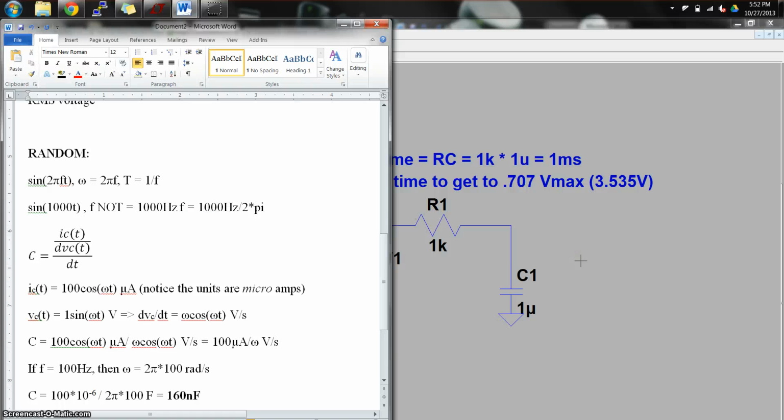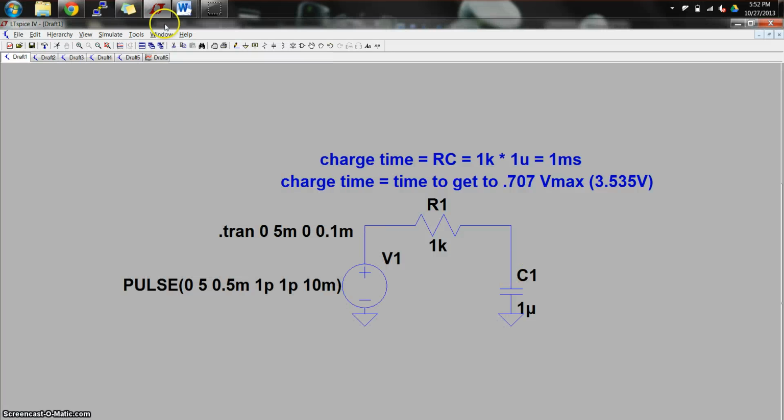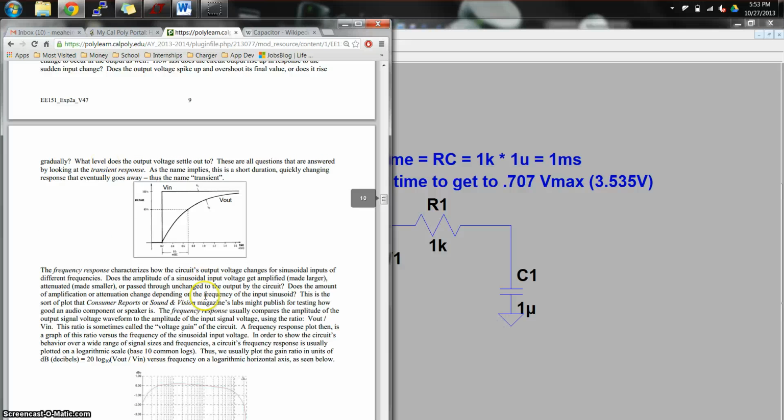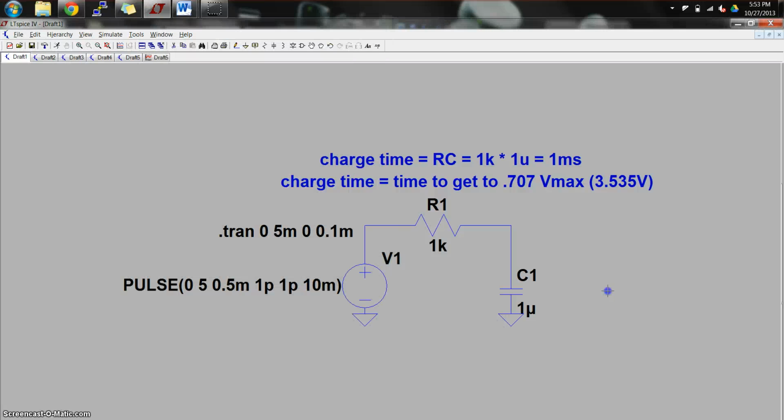Now let's talk about the transient response of a circuit. In the lab manual there is this picture right here, and this is a transient response of a capacitor charging. Here I have a real simple circuit: a resistor, a capacitor, and a voltage source. My resistor is 1 kilo ohm, it doesn't matter a whole lot. My capacitor is 1 microfarad, a pretty reasonable value. A lot of times you see capacitors in the nanofarad or microfarad range.